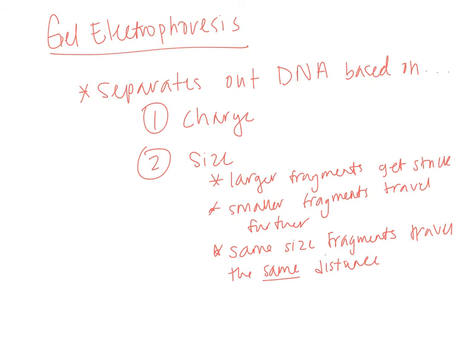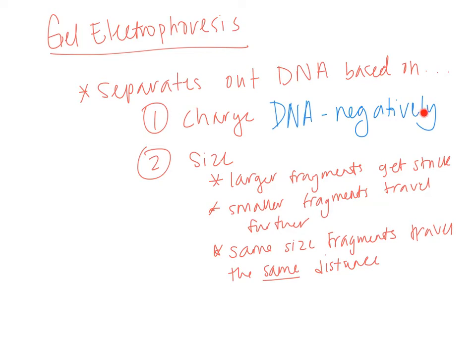Okay, so our fourth step is gel electrophoresis. Now, gel electrophoresis separates out the little fragments of DNA we just created based on two things. First thing is we're going to separate it out based on charge. DNA is negatively charged. So if you think that opposites attract, the negative DNA is going to be attracted towards the positive pole when we turn the electricity on.